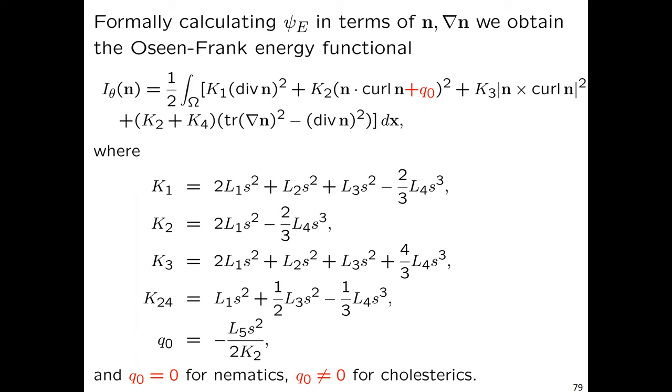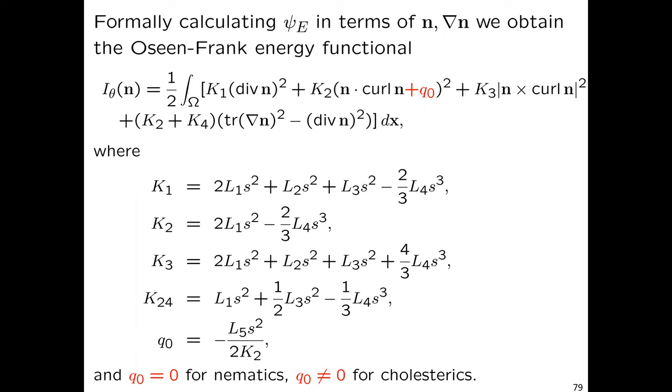So if we've got a cholesteric, then it turns out to be an extra term. And so the four Frank constants are given by explicit formulae in terms of the L2, L3, and L4. In fact, if you're putting alpha equal to zero, you get the K as an invertible 4x4 matrix acting on the L. So that's how we understand how we get the Oseen-Frank theory.